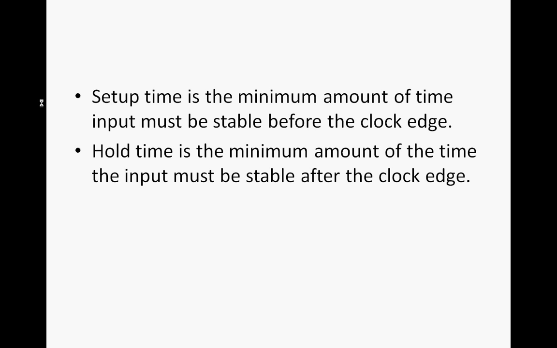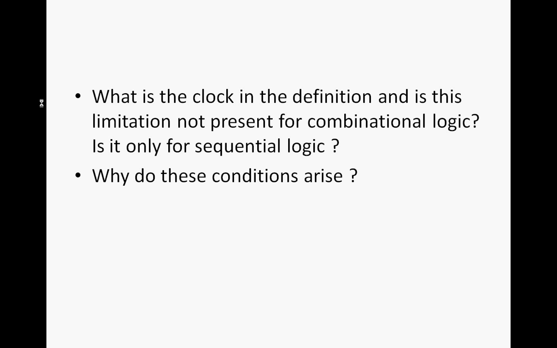Reading through this definition, you might be thinking, what is this input and what is this clock edge? Input is the input to any kind of circuitry. So, where did this clock come from? The basic question should be, what is the clock edge, and where is the clock in the definition? And is this limitation present only for combinational logic, and not for sequential logic? The very basic questions: what are these and why do these conditions arise?